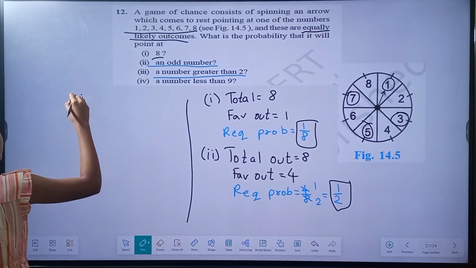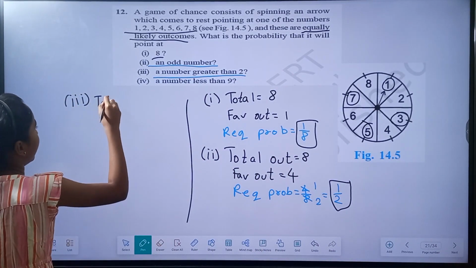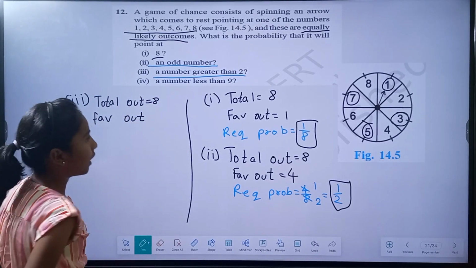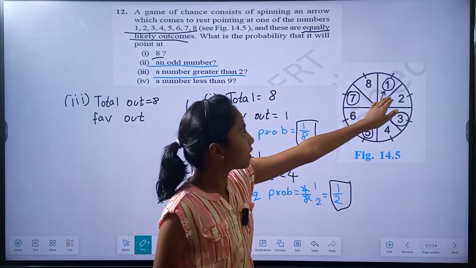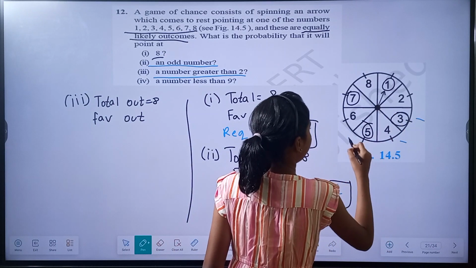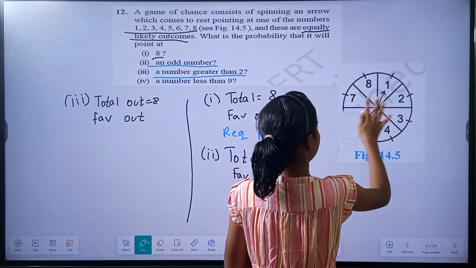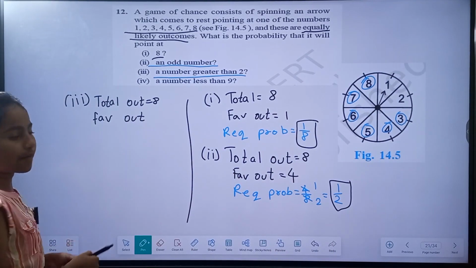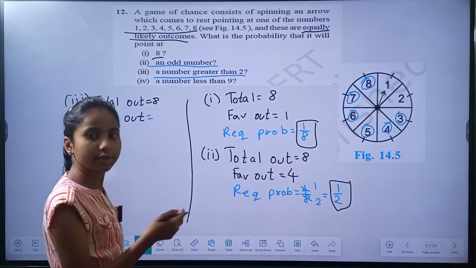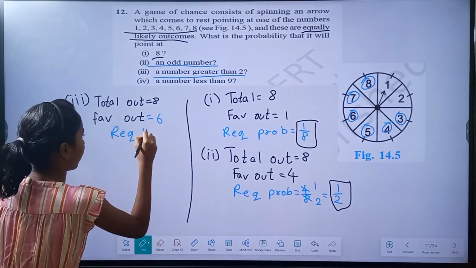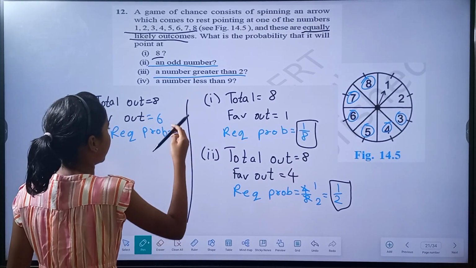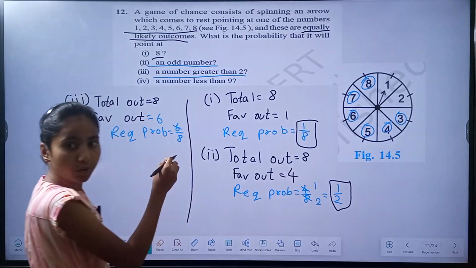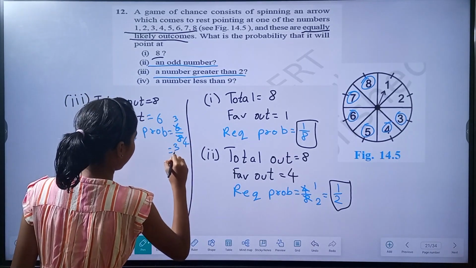Okay, next, a number greater than 2. Again, total outcomes are 8. And the favorable outcomes are numbers greater than 2: 3, 4, 5, 6, 7, 8. We have 6 numbers for this. So we have favorable outcomes as 6 ways. The arrow can point at any of the 6 numbers. And the required probability is 6/8. By simplifying this by 2, we get 3/4.